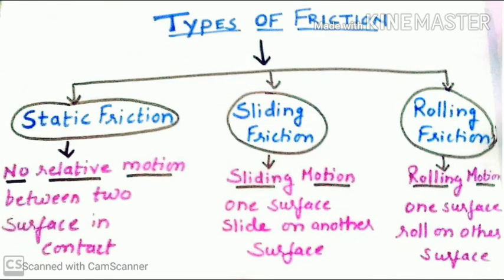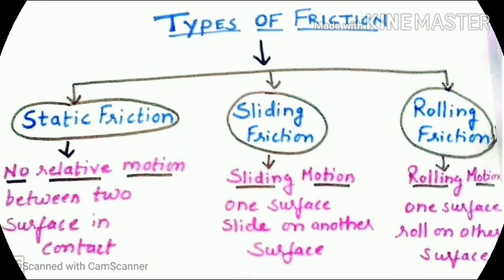Now, let's revise what I have explained. Types of friction. First is static friction, which means no relative motion between two surfaces in contact. Sliding friction means sliding motion: one surface slides on another surface. Rolling friction means rolling motion: one surface rolls on the other surface. It's clear to you now? Now move to the next topic.